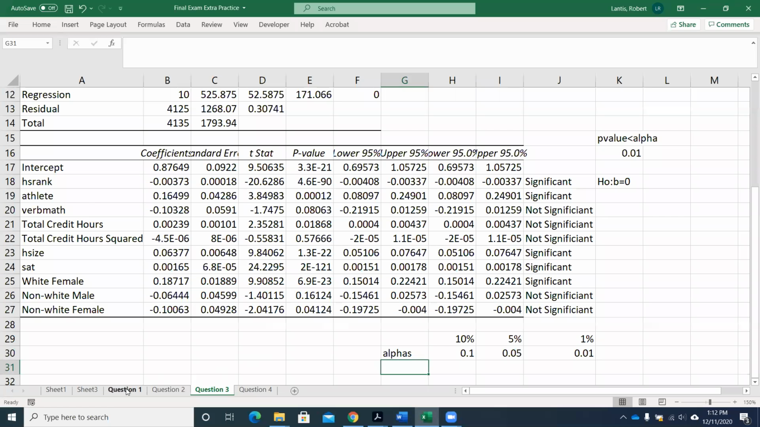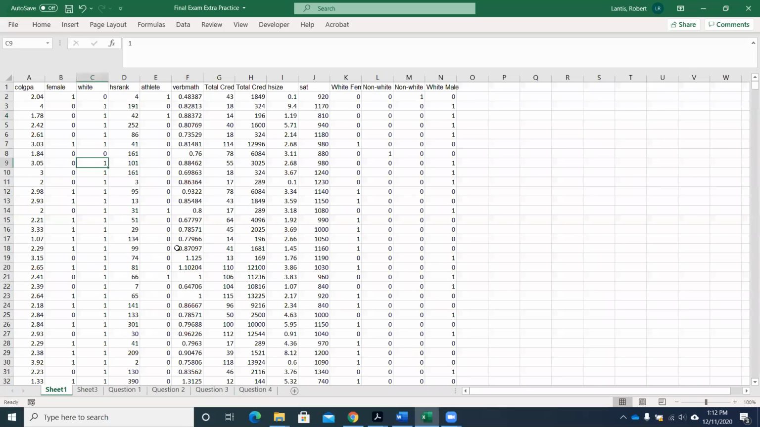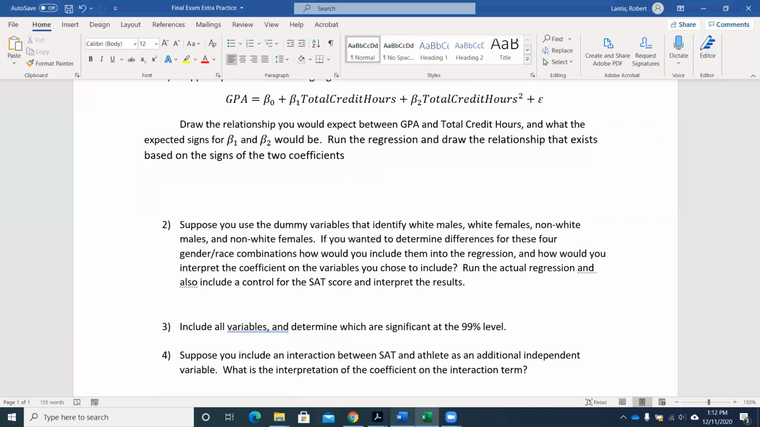So these variables show up on this sheet 1, right? These indicator or dummy variables right here. Now, if I wanted to determine whether or not there's potentially some discrimination going on with race or gender based off these variables, which of these would I include? So tell me which ones you would include, and then how would I interpret the coefficients?